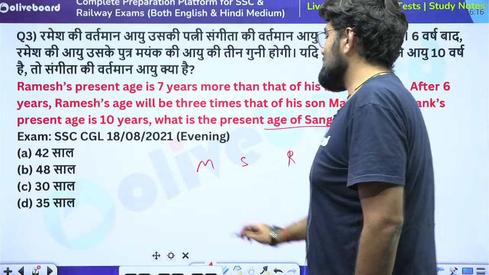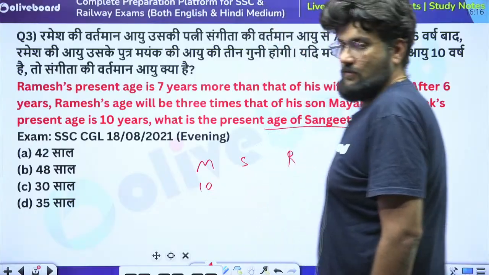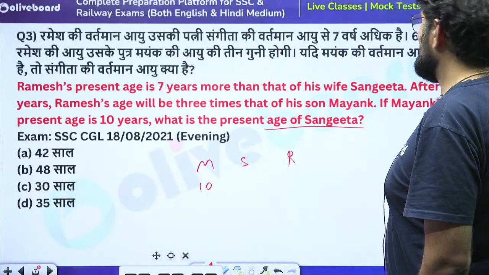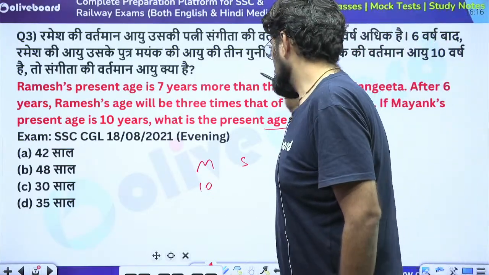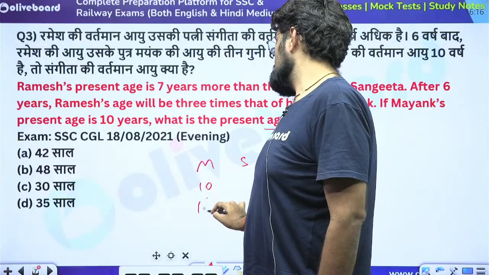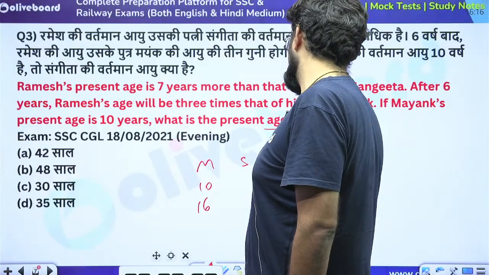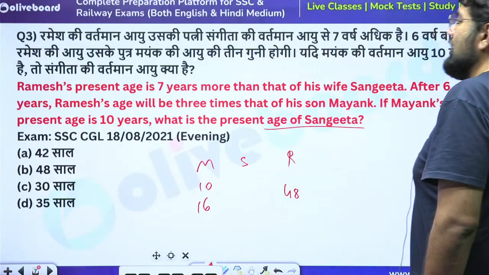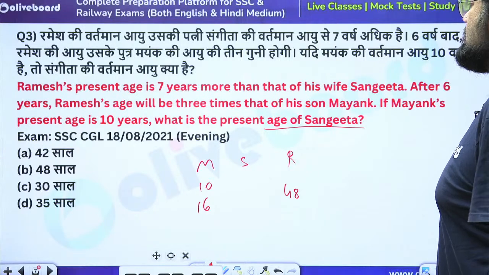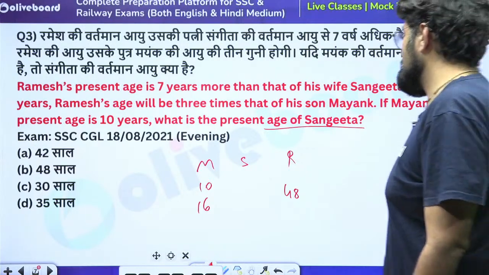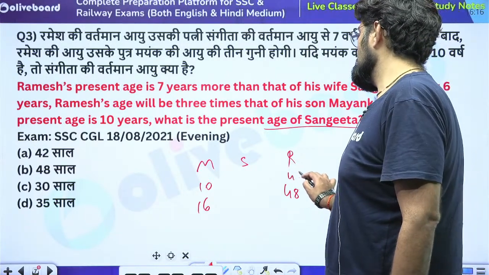Okay, now Mayank is 10 years old. We are talking 6 years later. 6 years later, Mayank is going to be 16, so this guy is going to be 48. And Ramesh's present age is 7 years more than that of his wife. So what is his present age? His present age is 42.